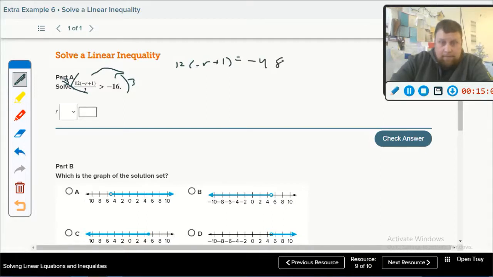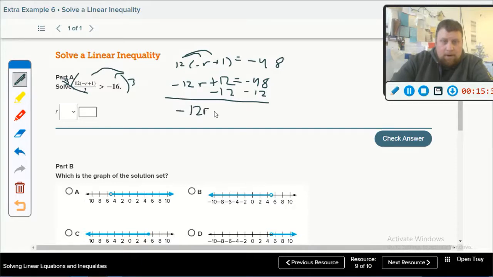Okay, now let's distribute this 12. So I'm going to have negative 12r plus 12 equals negative 48. All right, we're getting there. Let's subtract 12 from both sides. Those will just add together, right, because they're both negative. So I get negative 12r equals negative 60. I keep writing equals, but it should be greater than, shouldn't it? Greater than. I just get used to that equal sign.